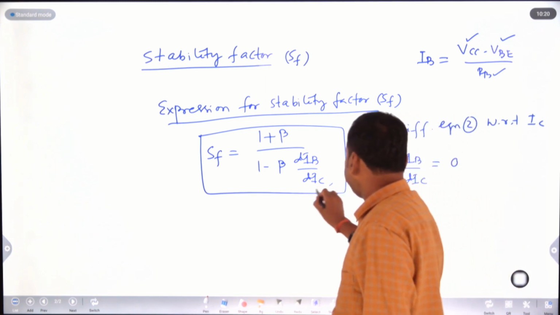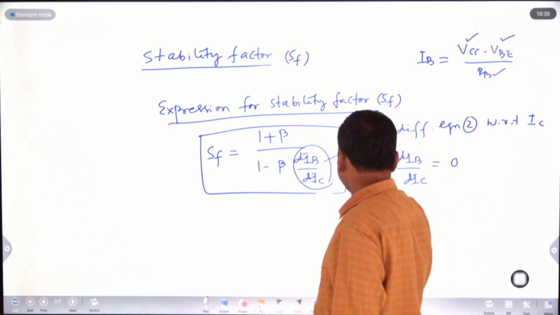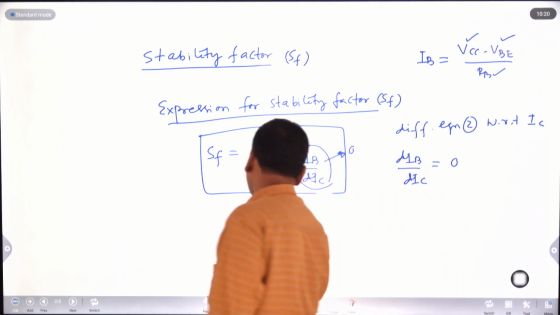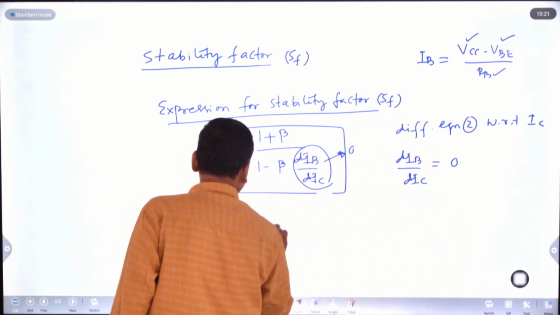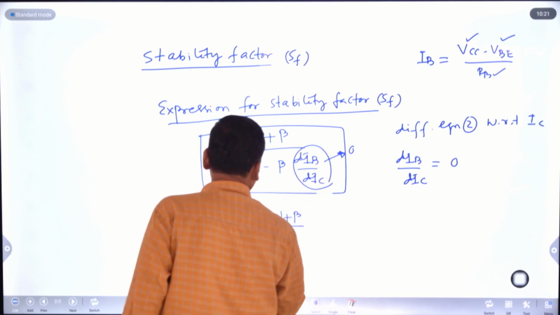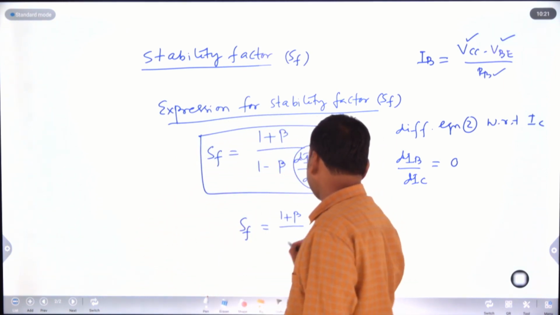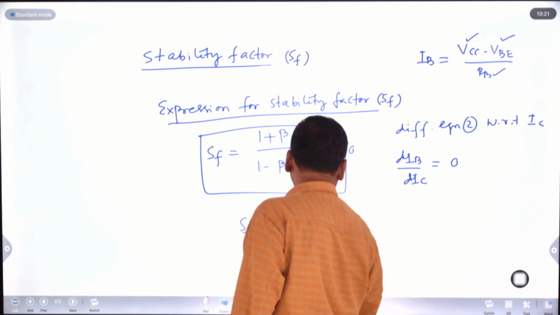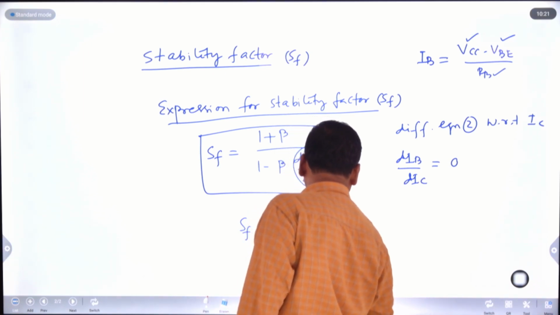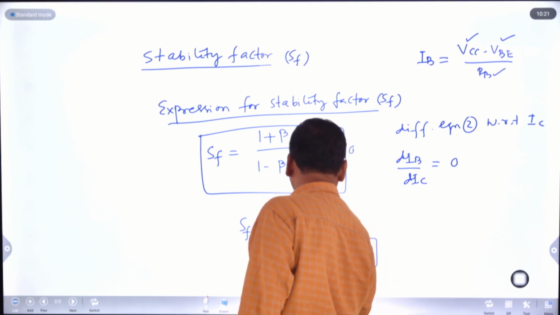If this dIB by dIC is 0, that means the stability factor SF equals 1 plus beta divided by 1 minus 0, that is 1 plus beta. So the stability factor in fixed biasing is 1 plus beta.